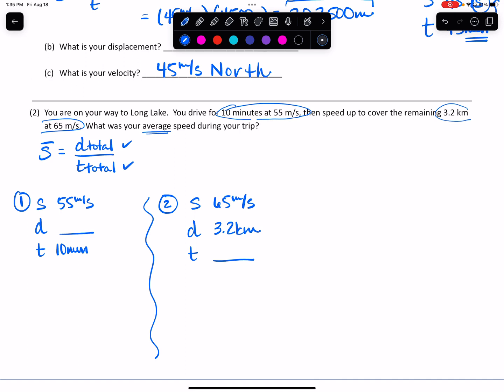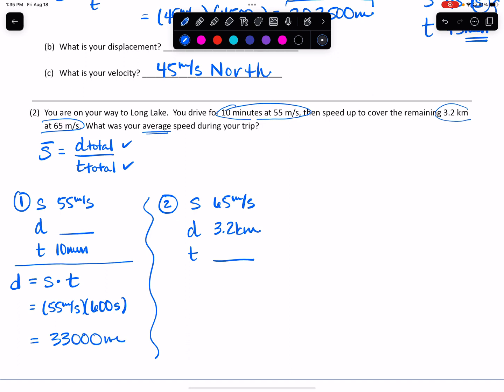All right, so let's start with our leg one. I need distance, so I rearrange my formula. Distance is speed times time. So I have 55 meters per second times 10 minutes, but I need that in seconds, so 10 times 60, 600 seconds. So the distance that I'm going to cover in that first leg of the trip is 33,000 meters.